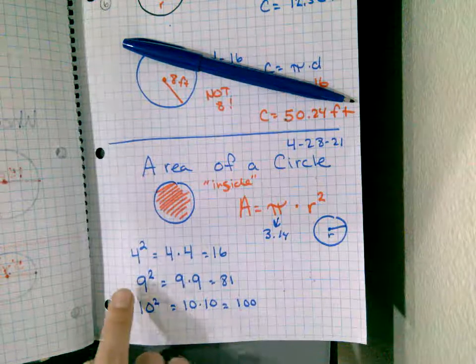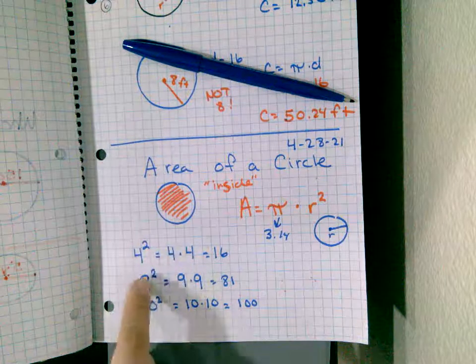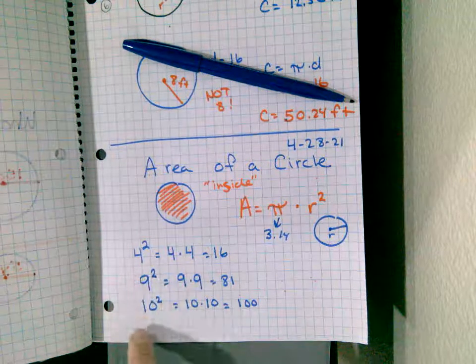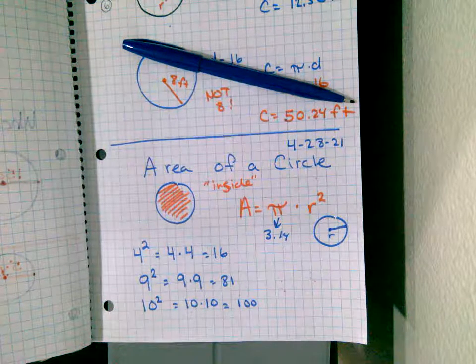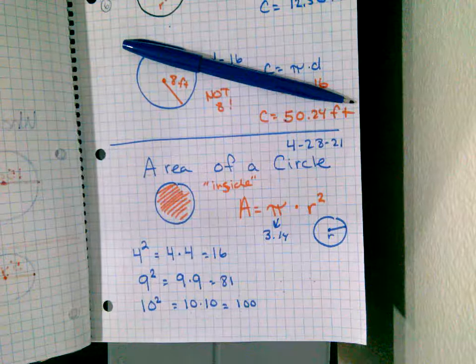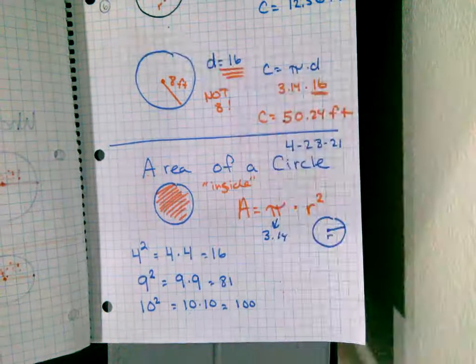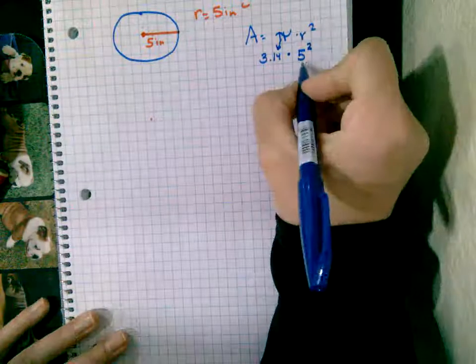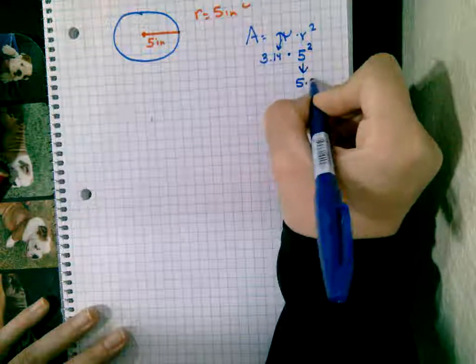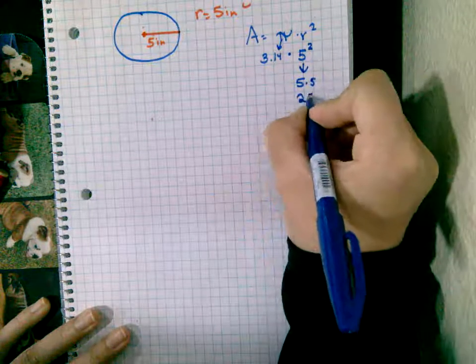Here we went over what squaring is, right? If it's 4 squared, we do 4 times 4. 9 squared, 9 times 9. 10 squared is 10 times 10. So I have 5 squared, right? So 5 squared means 5 times 5. And 5 times 5 is 25.